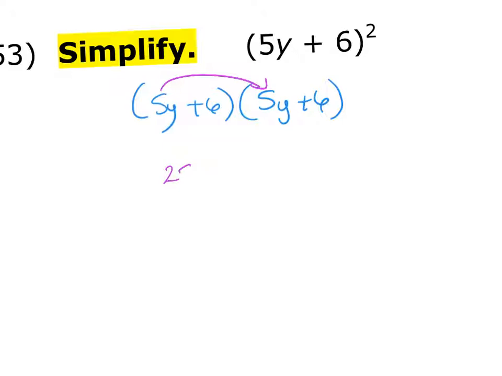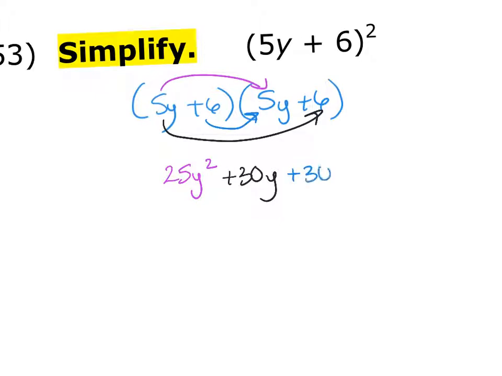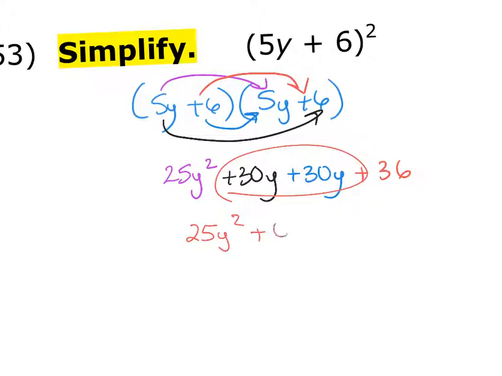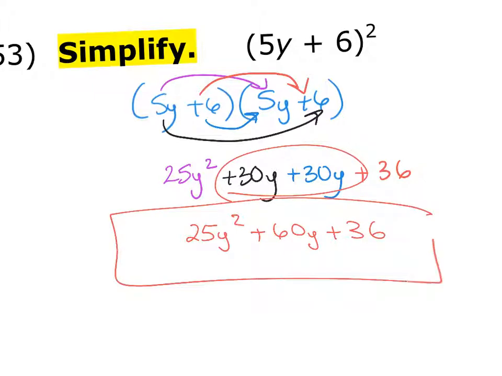5 times 5 is 25, y times y is y squared. That's my first. My outer terms give me positive 30y. My inner terms also give me positive 30y. And my last terms, 6 times 6, is positive 36. Combine the middle terms, and you get 25y squared plus 60y plus 36. Remembering we only add exponents when multiplying. So 30y and 30y is just 60y.